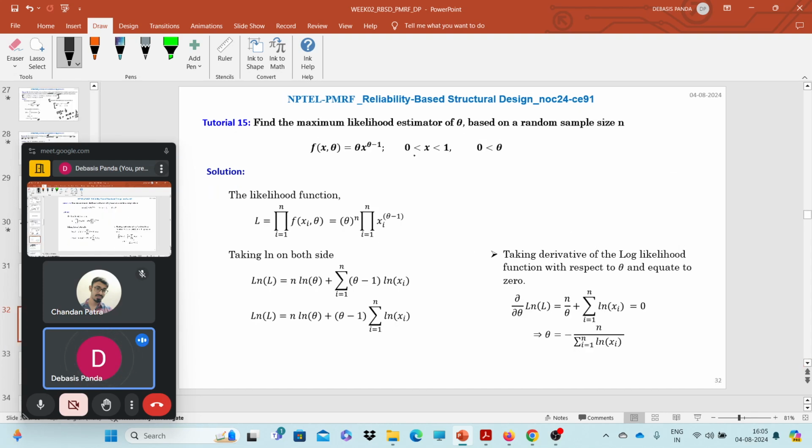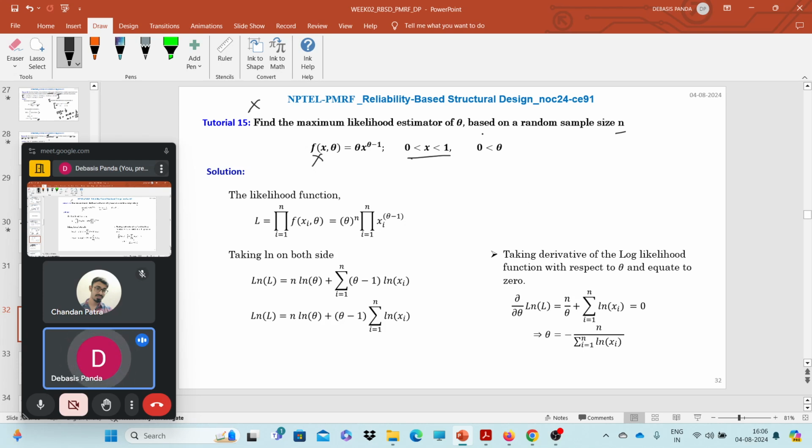Now the second problem. What does that second problem say? Again, find the maximum likelihood estimator of theta based on a random sample of size n, where the PDF of the random variable is given and it has only one parameter. So the random variable x follows this PDF: theta x to the power theta minus 1 for the range 0 to 1.